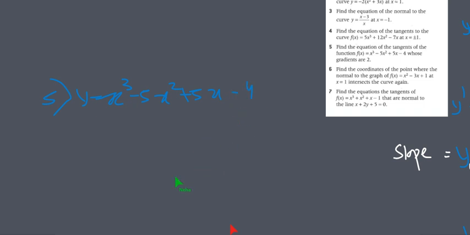Did you read the question? It's the same concept, sir. They give us a function, and they give us a gradient of the tangent equal to 2. So what does it mean? Instead of a point, we now have a gradient.